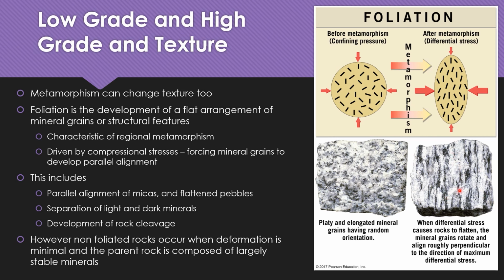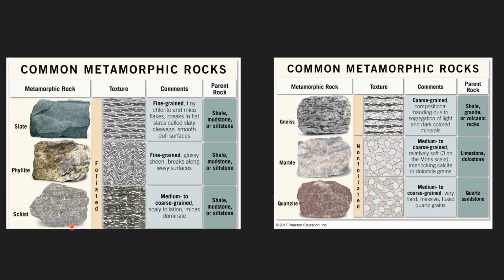Yes, in metamorphosed rocks you can have cleavage like in slate. However, non-foliated rocks occur when deformation is minimal and the parent rock is composed of largely stable minerals. Okay, so this is foliation. So these are all foliated rocks, meaning that even though you can't always see it, the minerals get sorted.